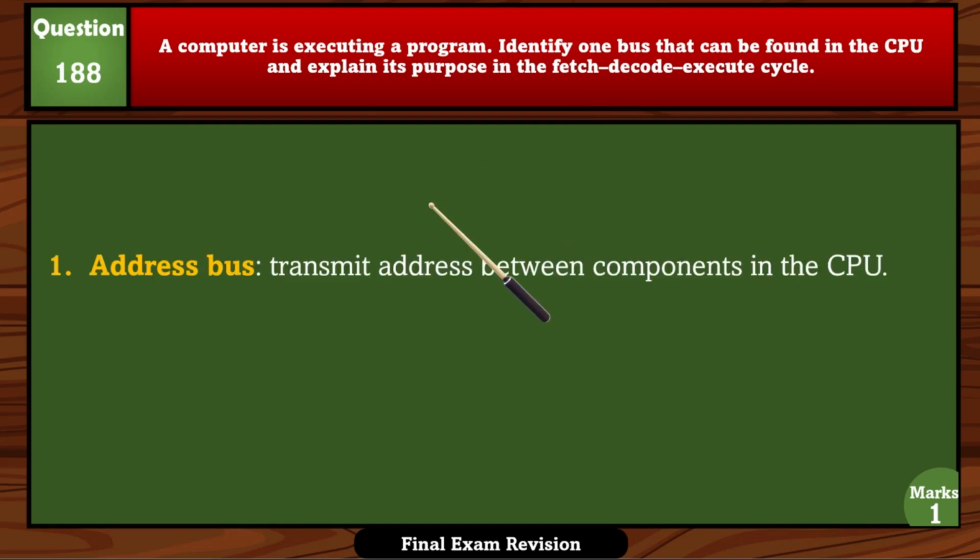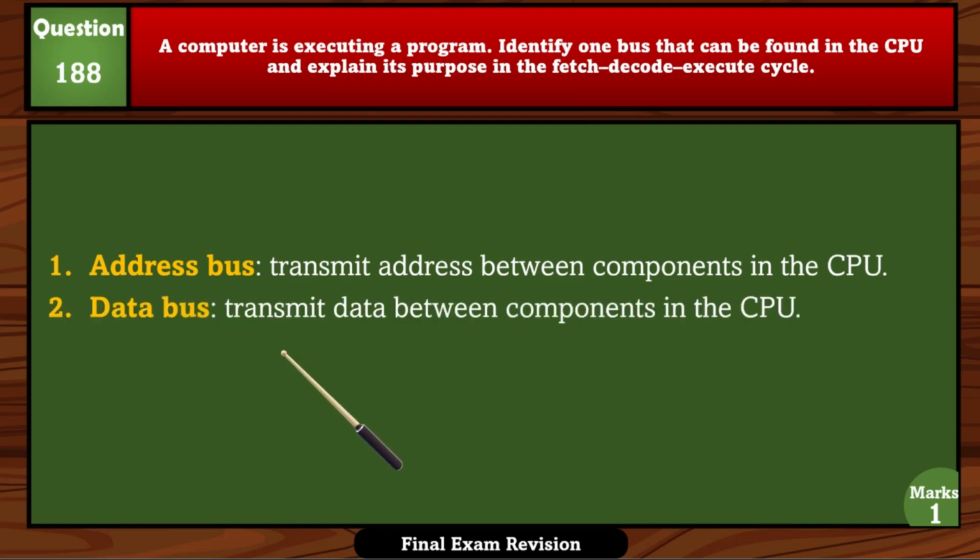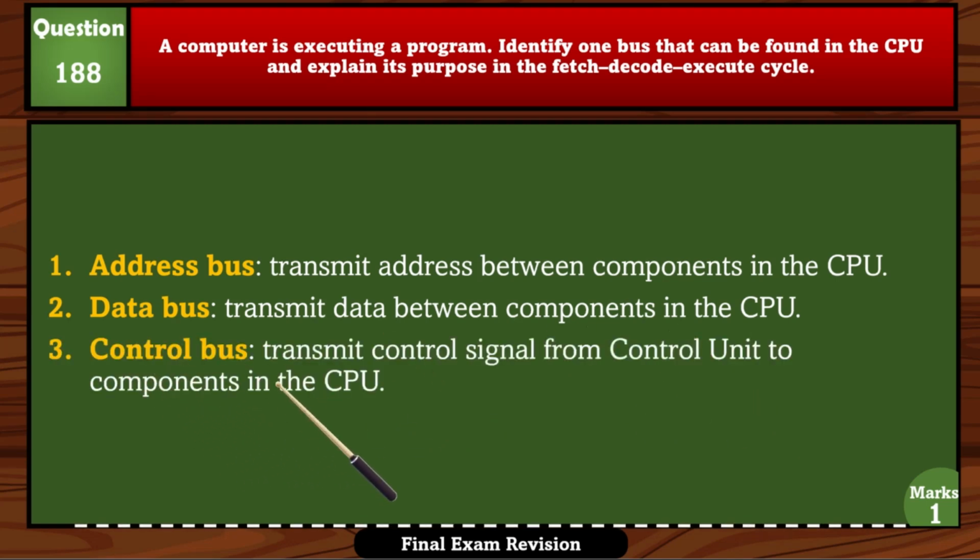So we have three buses. The first one is called the address bus. The address bus transmits addresses between components in the CPU. The second one is the data bus. It transmits data between components in the CPU. And the last one is the control bus. This bus transmits control signals from the control unit to the other components in the CPU.